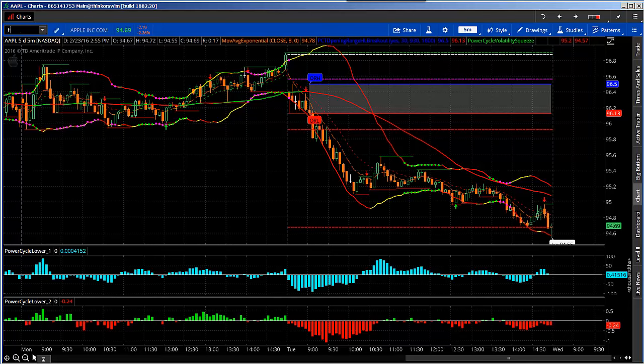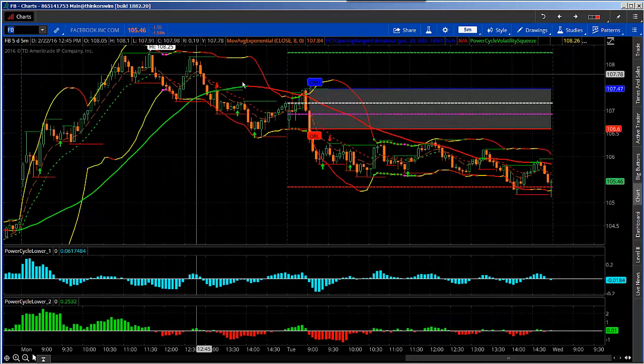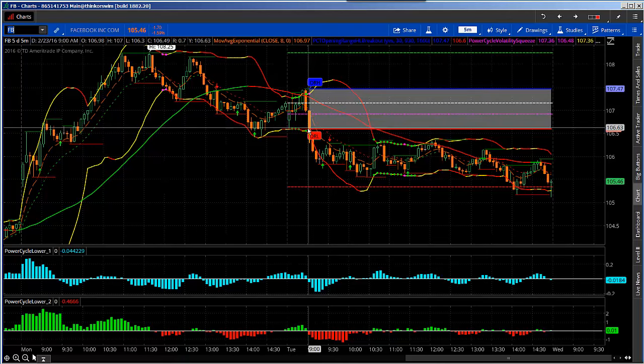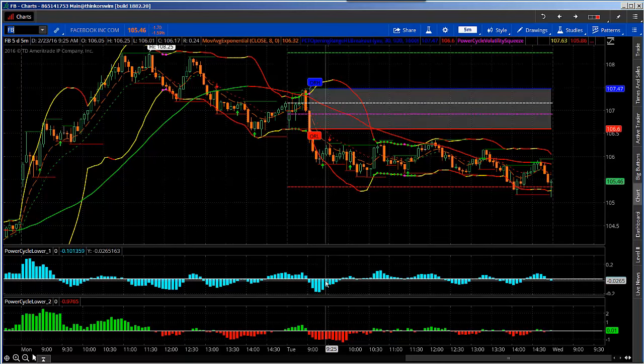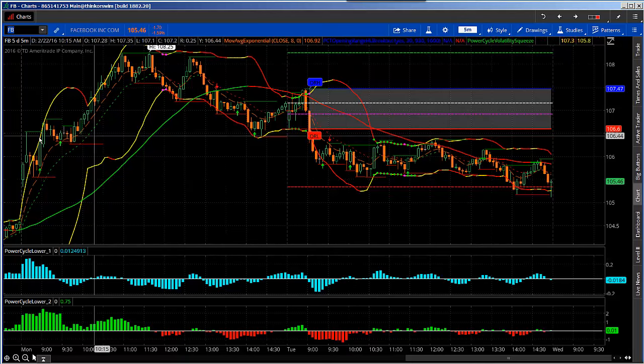You know, here are a couple others. Facebook, again, breaking that opening range here, breaking hard. My momentum indicators tell me the direction, cycle 1 and 2 down. So a really great way to help your trading.